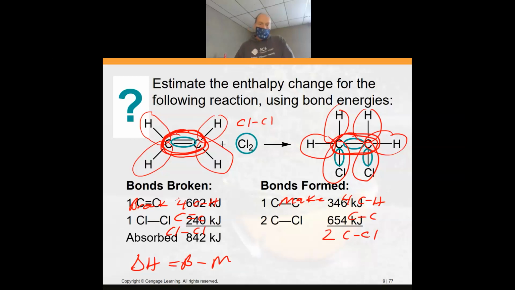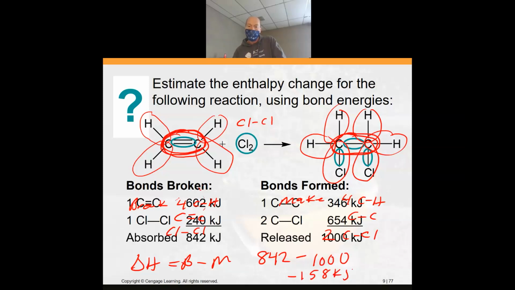All right, and so here is the breaking for 842 minus the making, 1,000. All right, and so you see that that's going to be a negative 158 kilojoules. So this reaction is exothermic. Your delta H is negative 158 kilojoules.